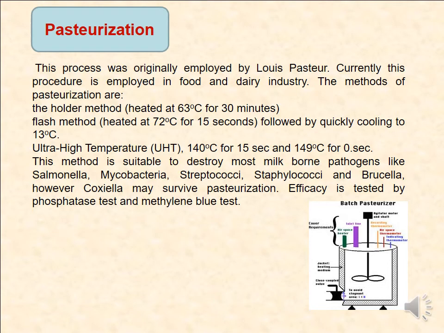The first method is pasteurization. This process was originally employed by Louis Pasteur. Currently, this procedure is employed in the food and dairy industry. The methods of pasteurization are: first, the Holder method, heated at 63 degrees centigrade for 30 minutes. Flash method, heated at 72 degrees centigrade for 15 seconds, followed by quick cooling to 13 degrees centigrade.